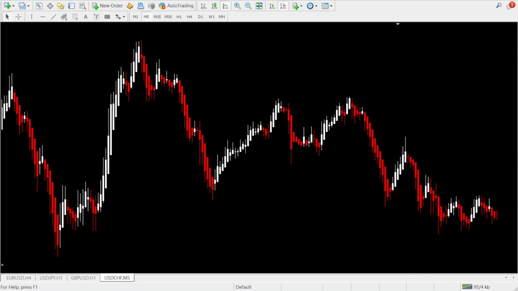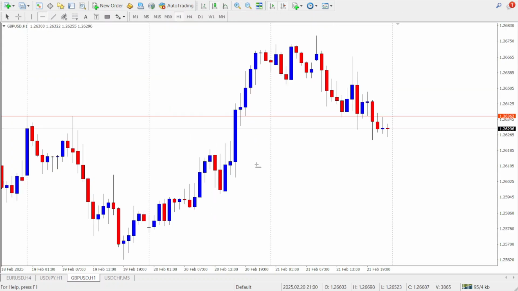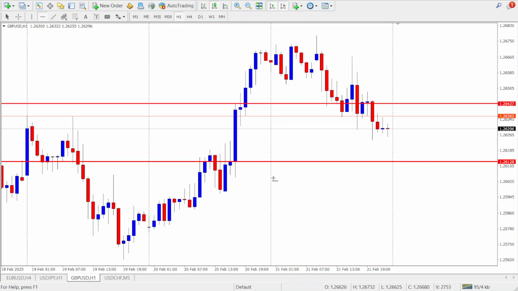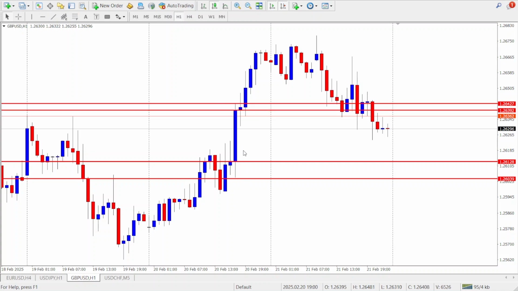Okay, let's get started. First things first, what exactly are Heikin Ashi candles? If you've ever looked at a chart and felt overwhelmed by all the price movements, you are not alone. Traditional candlestick charts show you the price open, the price high, the low, and the close. That's the open, high, low, close of that particular candle for each time period.